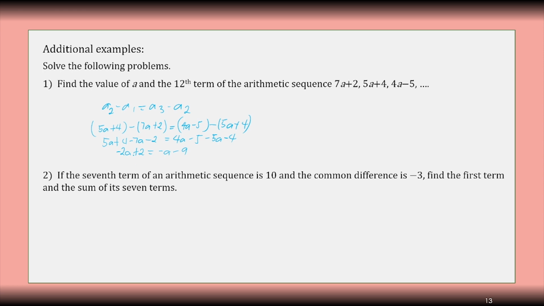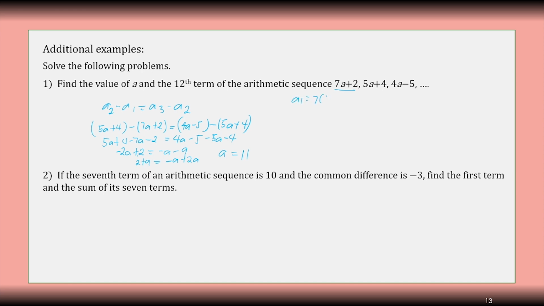Then, lipat lang natin yung ating 2a para maging positive at mas malaki yun. So, yun ay magiging 2. Lipat natin yung negative 9, magiging plus 9 is equals to negative a plus 2a. May sagot natin dyan is a is equals to 11. Nakuha pa natin yung value ng a natin. Now, let us find the sequence. We have yung ating 7a, yung ating a sub 1.